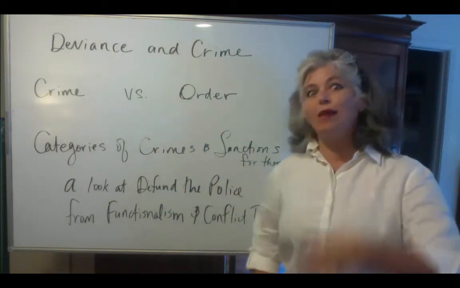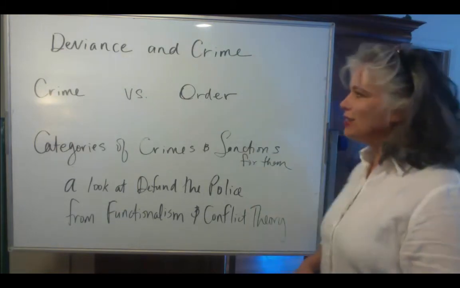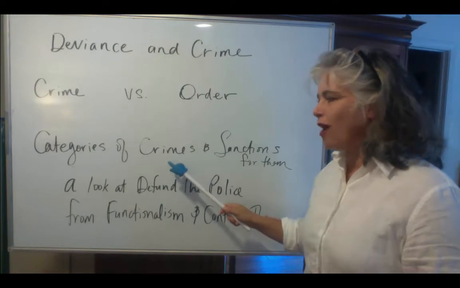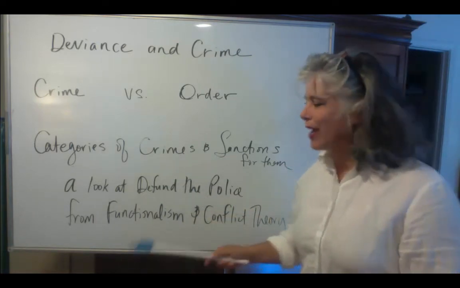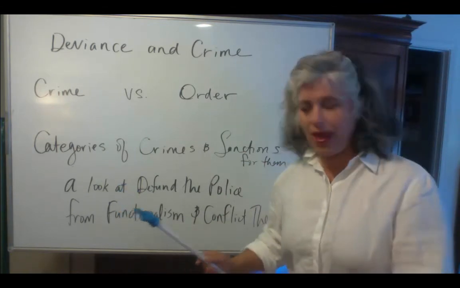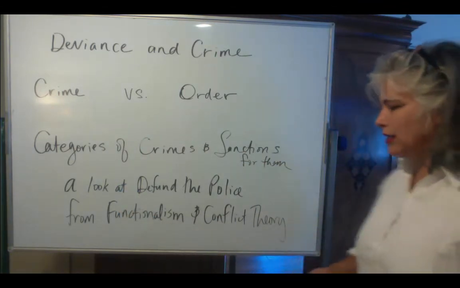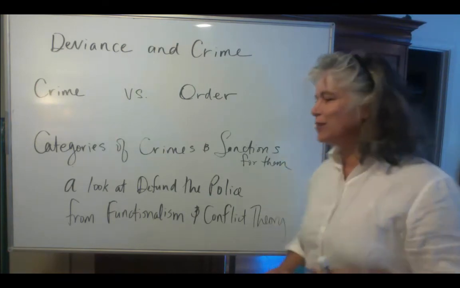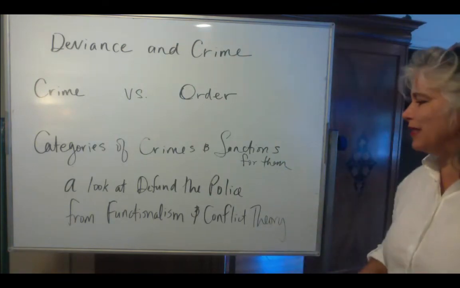So that's what's supposed to happen, and so let's look at crime, but then also how categories of crimes are defined in different ways, and the sanctions for those crimes if you are found guilty of them, how those sanctions are designed to be a deterrent. Maybe they are not deterrents, but they're designed supposedly to be deterrents.